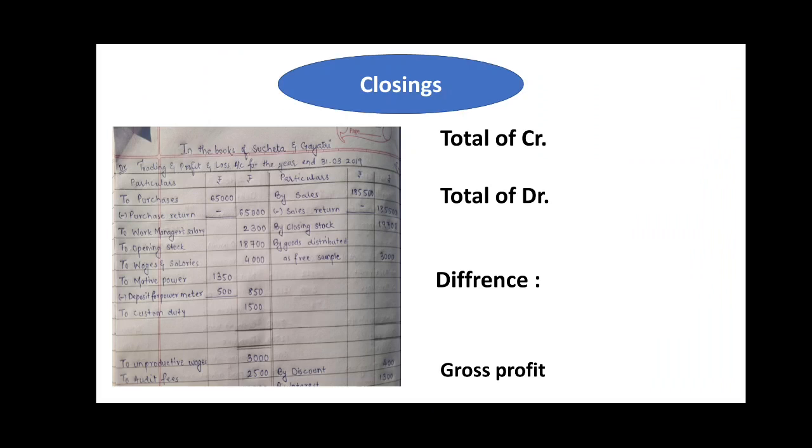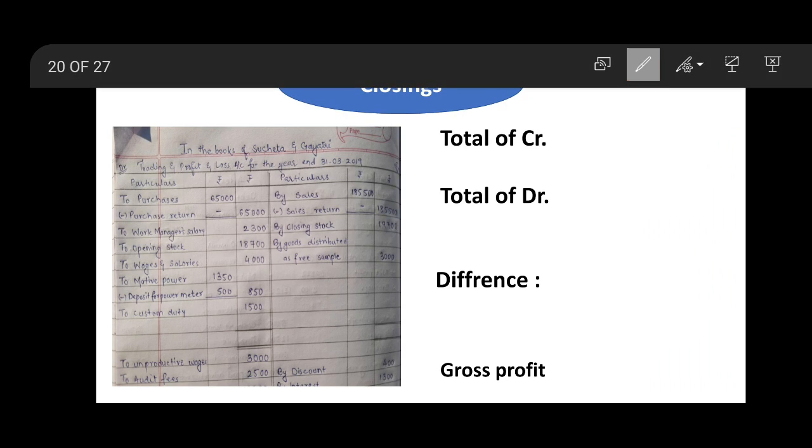Now all the things are done, we will close down the accounts. First we will close the trading account. We know that these are our closing lines, meaning the upper side of it is the trading account. Check whether all the balances are there on the outside or not, and then take the total of the credit side and the total of the debit side.